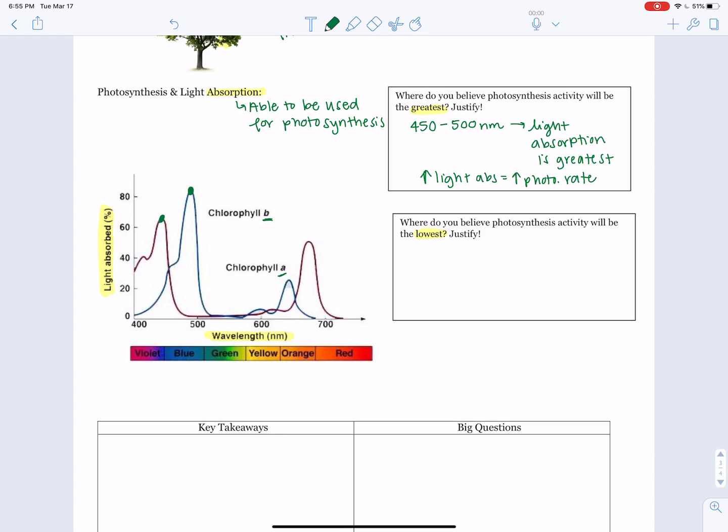Where do you believe photosynthesis activity will be the lowest? Well, I'll look and I'm going to say, ooh, man, definitely starting here for this pigment, kind of ending here for here. So I would say probably anywhere between 525 to about 625 maybe. With the lowest rate definitely being in this sort of area. It's really messy, but whatever. And this is because this would be the light absorption being the least.